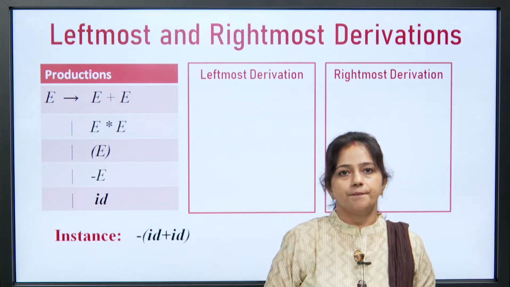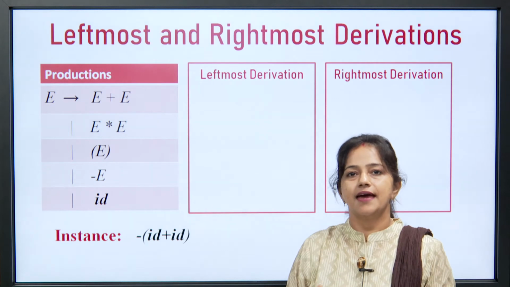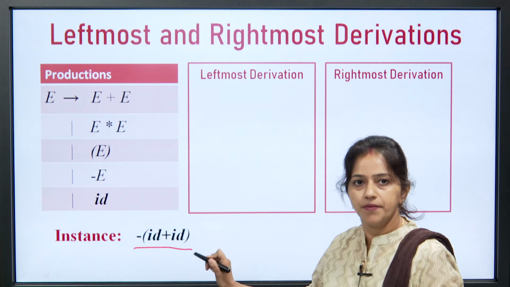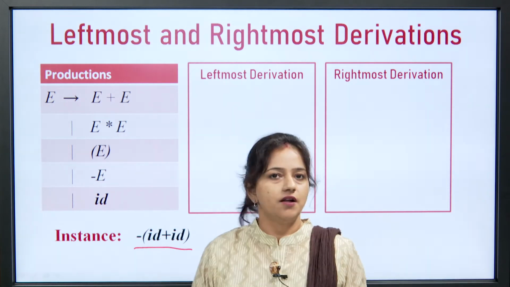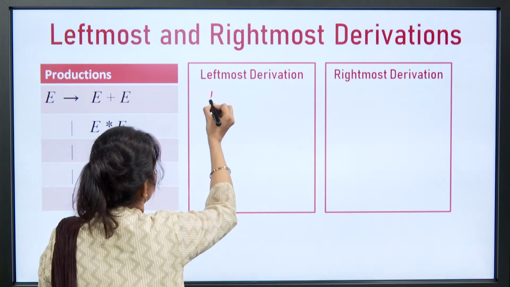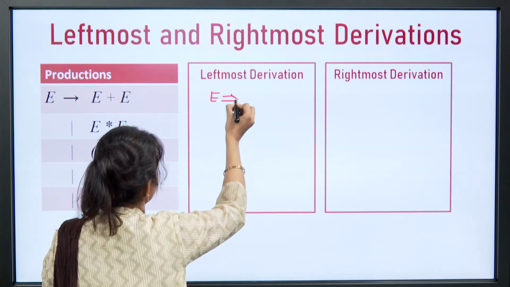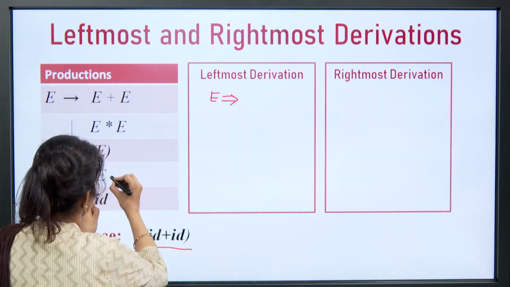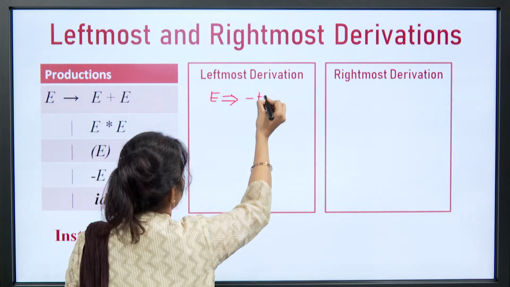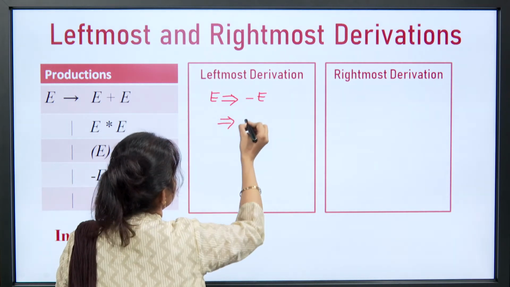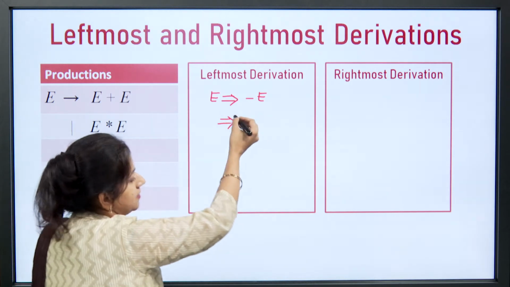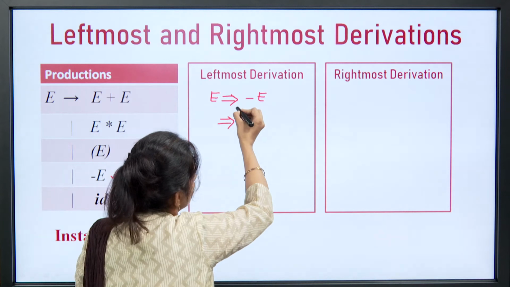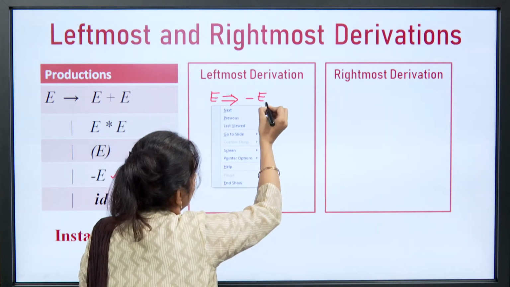Now, we will see one example, and here we will obtain the leftmost as well as the rightmost derivation. The grammar is the same and the instance is also the same. For this instance, first of all we will obtain the leftmost derivation. So, we will write E derives, and here we should again use the alternate E to minus E. Now, this E should be replaced with, to get the leftmost non-terminal, just scan the sentential form from left to right and replace the non-terminal that we get first.